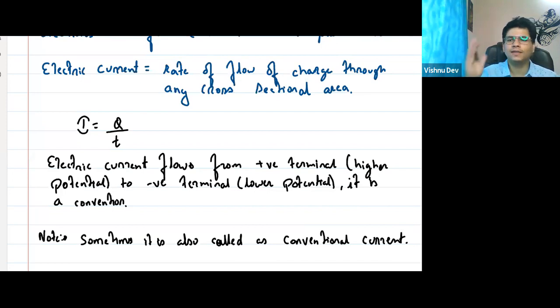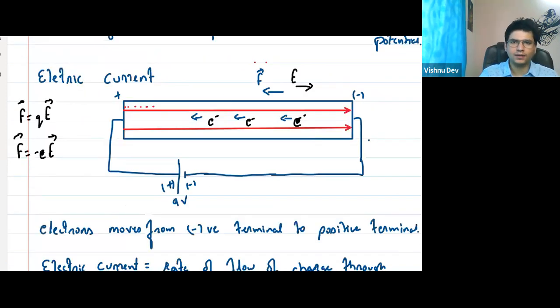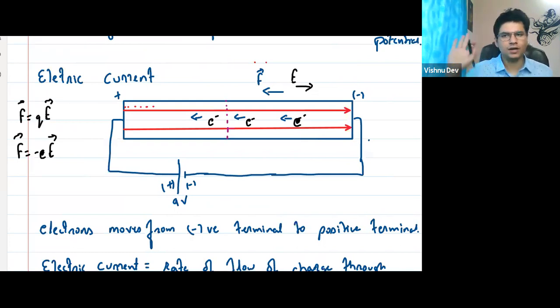Cross section means area, simple. See, if electron is passing in the conductor, it must pass through some area. So whatever current passes through this area in some time, that is your current. Yes, we talk about conventional current only. Current means conventional current. That's it. Understood?